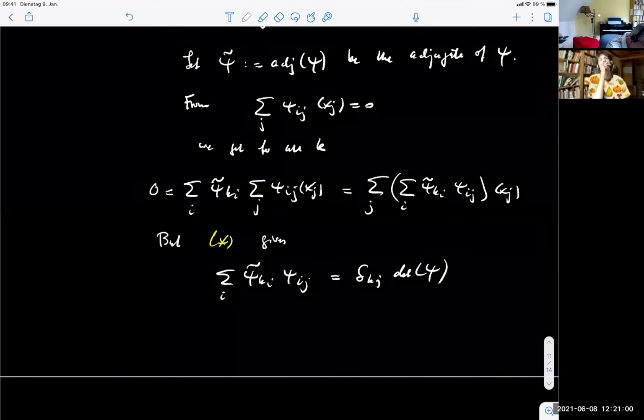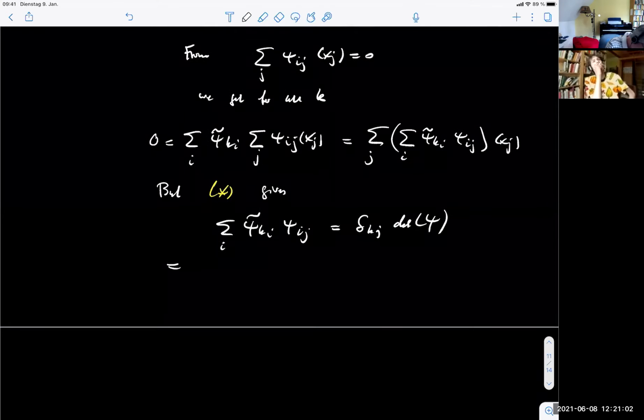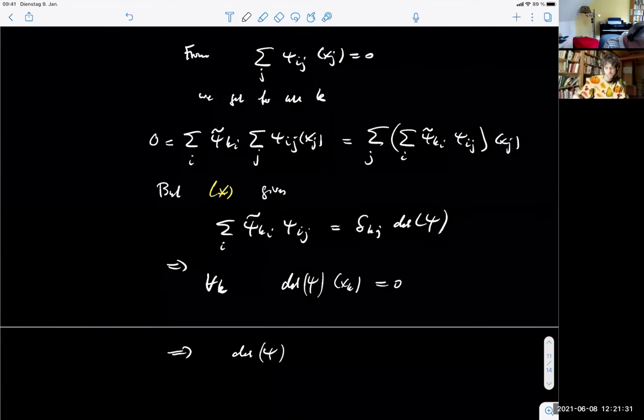So what I see now is, for all k, the determinant of psi, because this is in the ring A phi, if I evaluate it at xk, I get 0. And this means, okay, this thing is in A phi, and then this must be 0. So this implies that the determinant of psi equals 0.